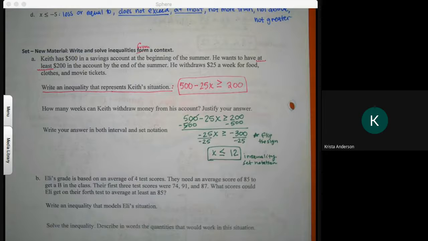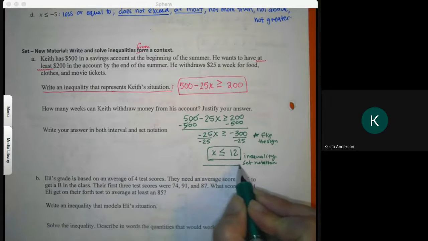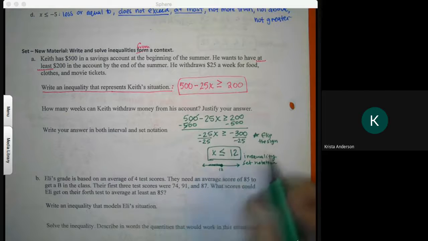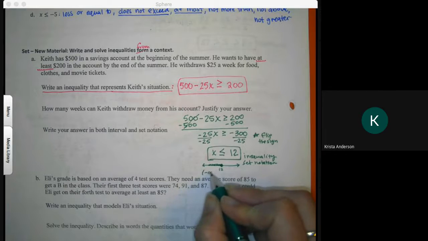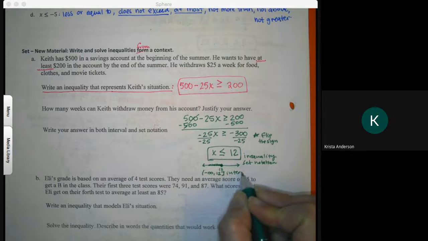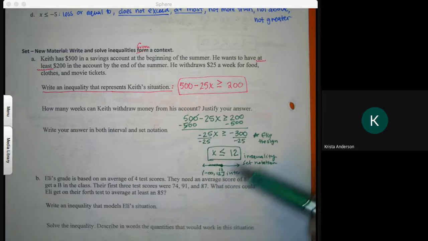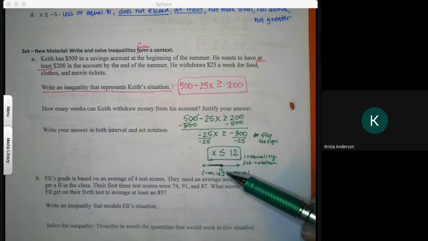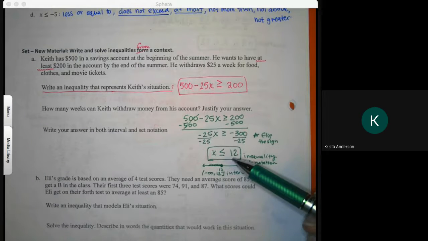Now, usually, if I were to write this as an interval, I would graph it to help me. Close dot, shade to the left. That would be negative infinity to 12. On your homework, you will have some that look like this with infinities. But I have a question about this word problem.